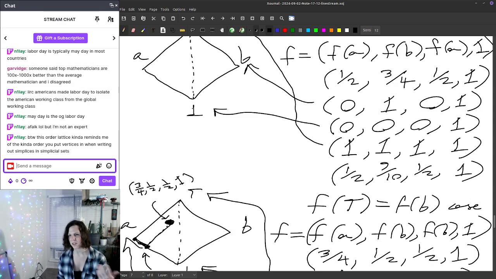Okay, wait. Now I have several things to respond to. So, okay, the controversy on Twitter was that you disagreed with the claim that the top mathematicians are 100 to 1,000 times better than the average mathematician.